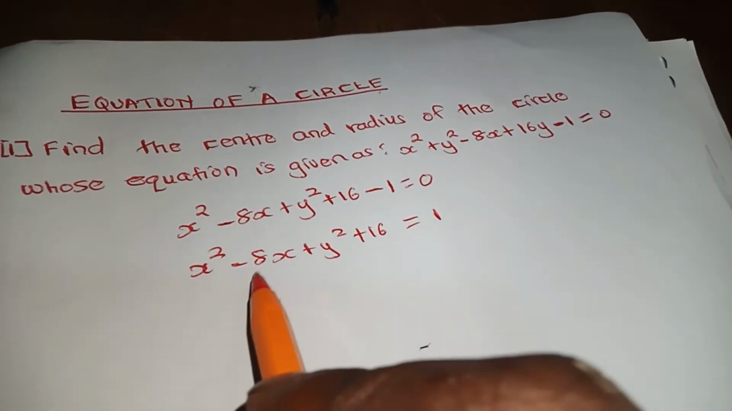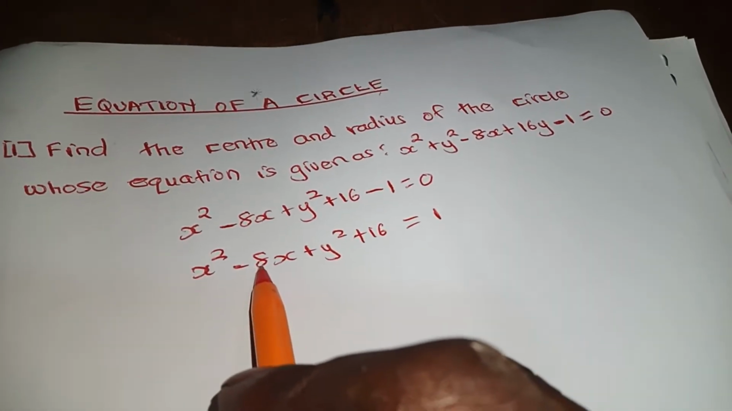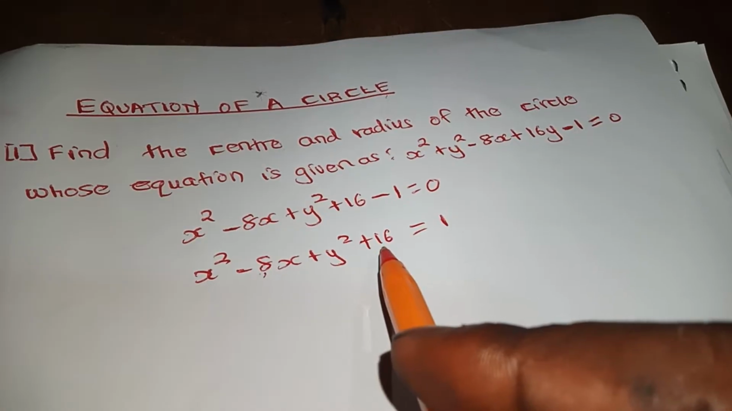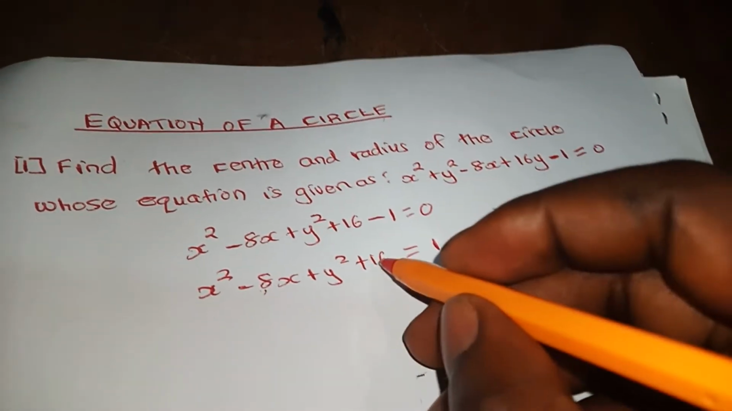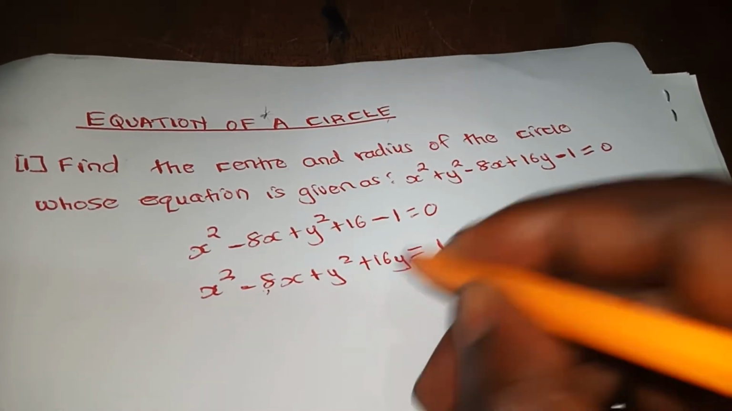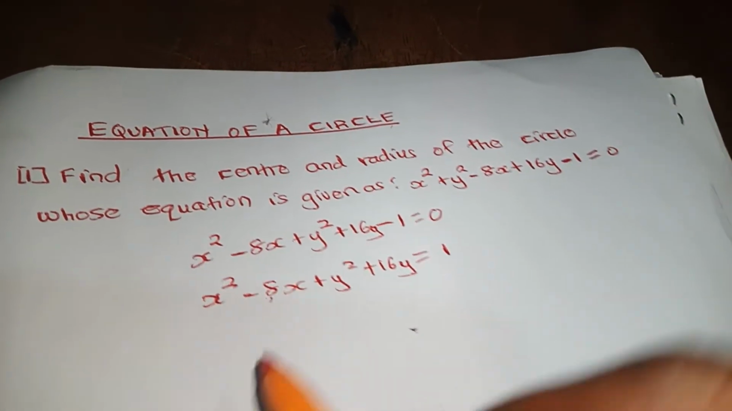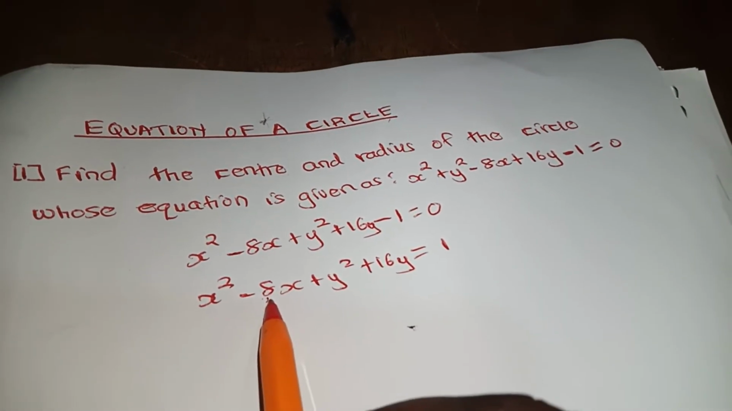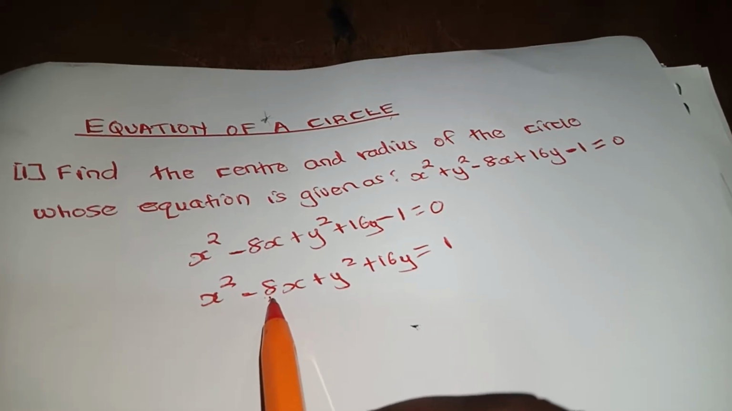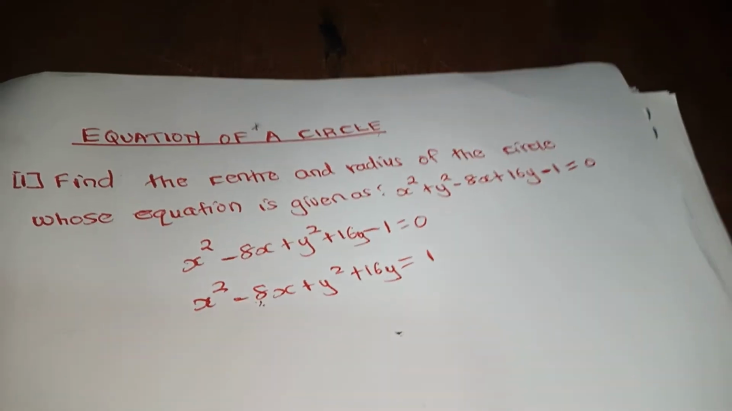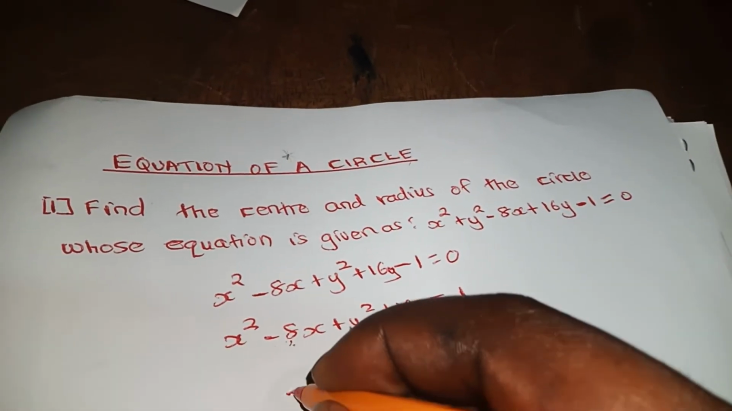We are going to take the second value after the coefficient that is squared, minus 8x, and then after y squared we also have plus 16y. So when I'm finding the center and radius of this equation, I basically consider negative 8 and positive 16.